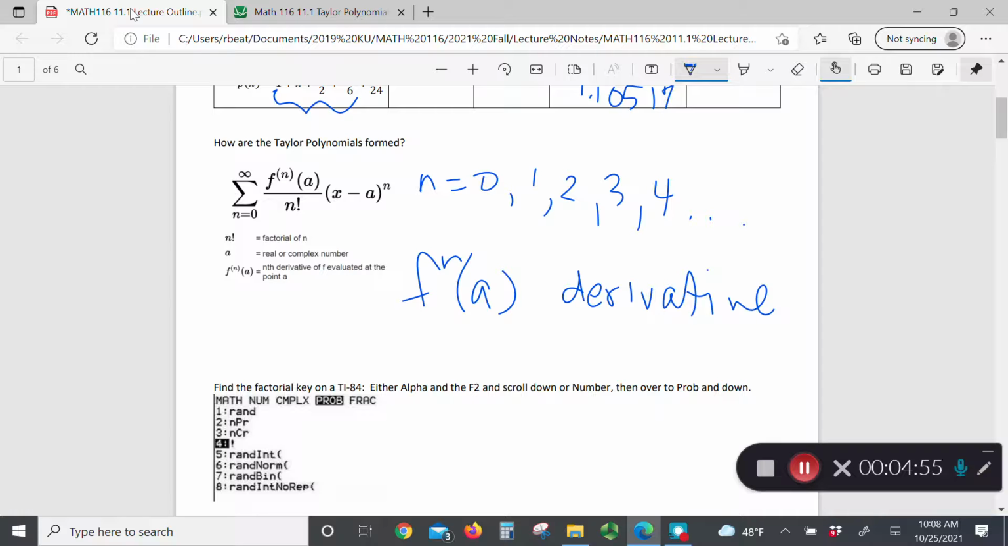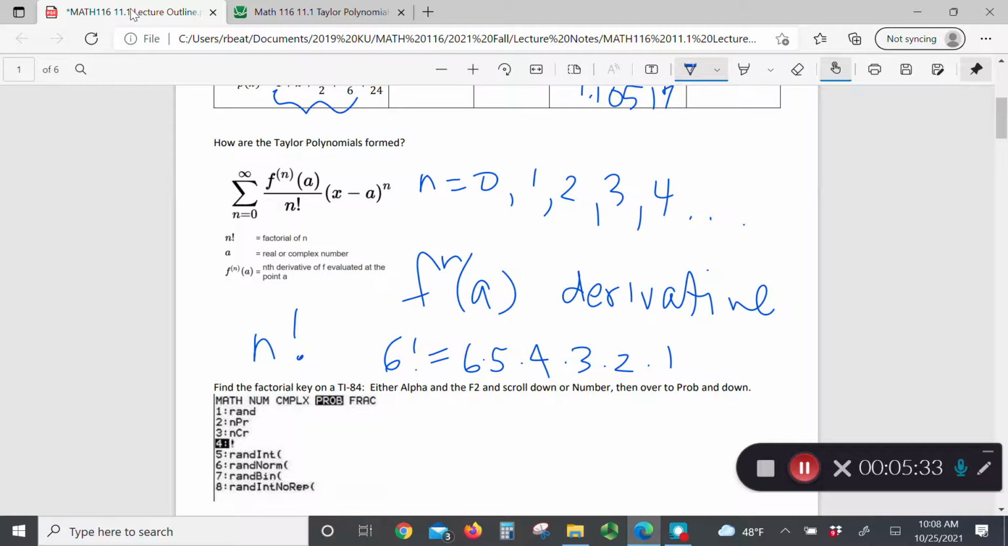N factorial is an operation in math that we use when we're counting. And that means every number from that value down to 1 multiplied together. So for example, 6 factorial would mean 6 times 5 times 4 times 3 times 2 times 1. 9 factorial would be 9 times 8 times 7 times 6 times 5 times 4 times 3 times 2 times 1.